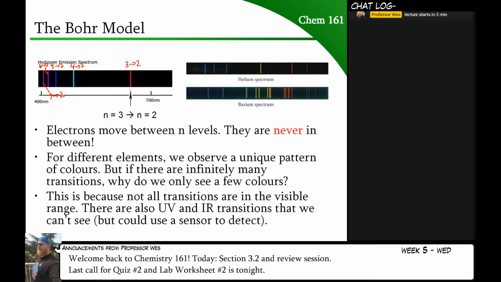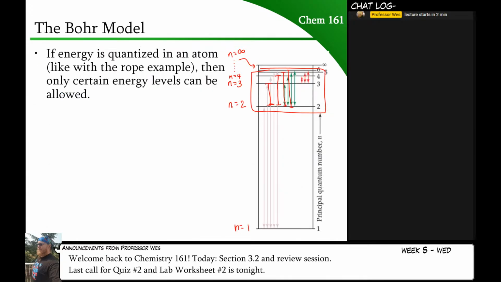Why do we only see those colors and not infinite colors if there are infinite transitions? Well, if we go back to this diagram here, if this is the visible region where you have to fall about this much, anything falling towards n equals 1 is going to be way too long. So this is too high in energy to see, and instead ends up being in the UV region. So anything falling to 1 ends up being UV.